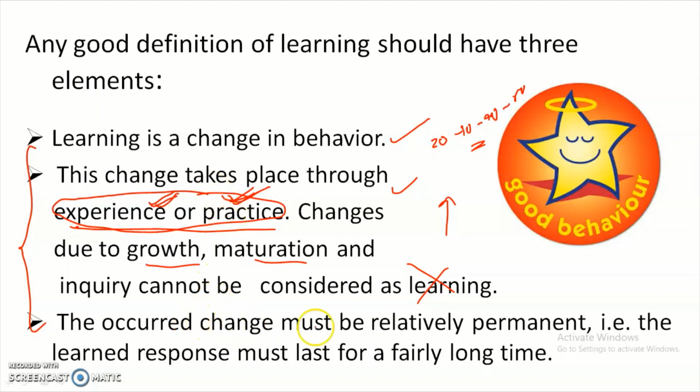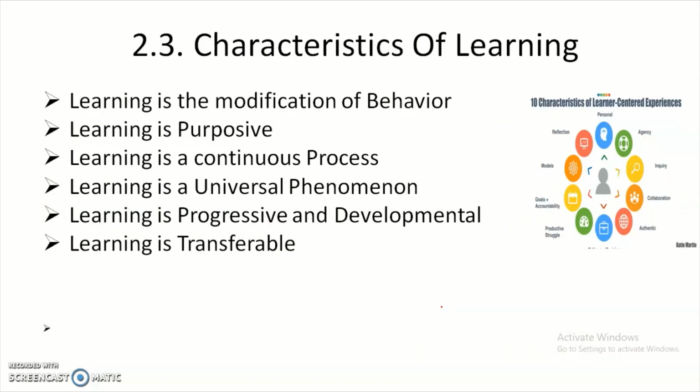And the third point is that the change that occurs must be relatively permanent. Whatever change occurs due to the learning process must be permanent. That is, the learned response must last for a fairly long time, right? So these are the very good definitions of learning that the experts give.